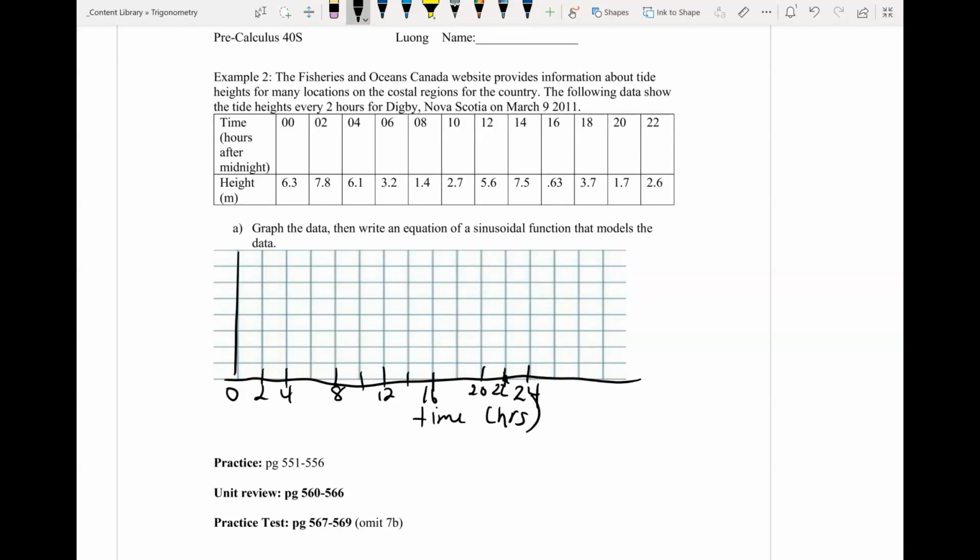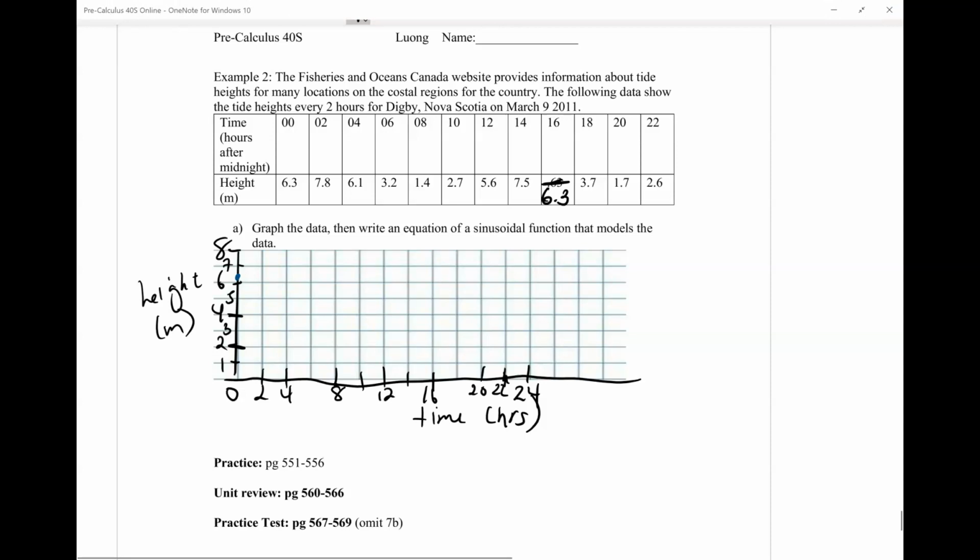And then for our height, this is in meters. We're going to look for our highest height and our lowest height. So our lowest height is going to be 0.63, and our highest looks like it's going to be 7.8. So I just had to make sure that we go high enough for that. Let's go up by 1. Notice the typo here. This is supposed to be 6.3. The decimal place got moved.